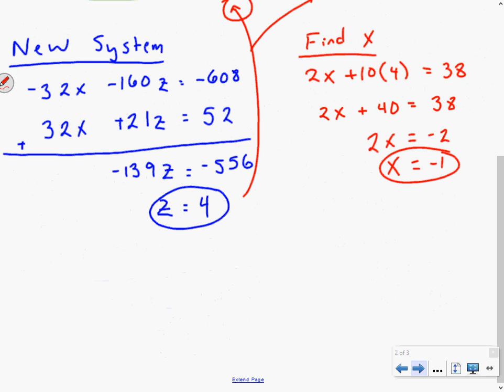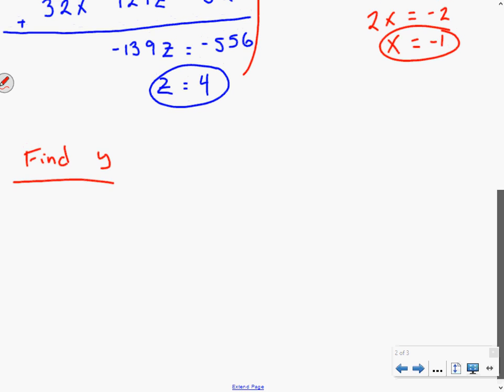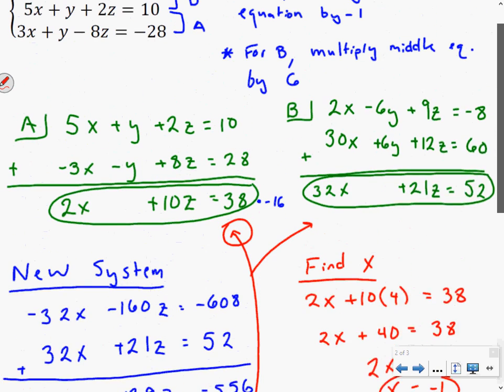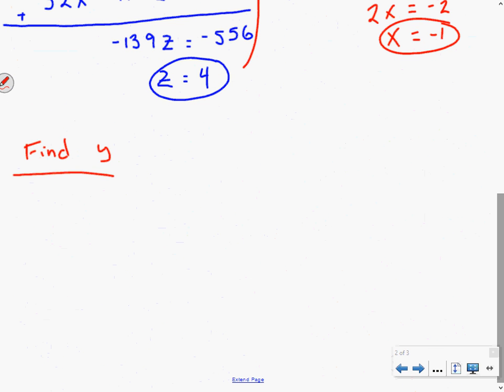So you can see this problem is very long. There's a lot of steps. So now, lastly, we're going to find y. And to find y, I need to take the x and the z value that I already found, and plug those values back into one of my very original equations. And it doesn't matter which one. I'm going to plug it into, let's say, the middle equation. Let's use the middle equation to plug our values back into.